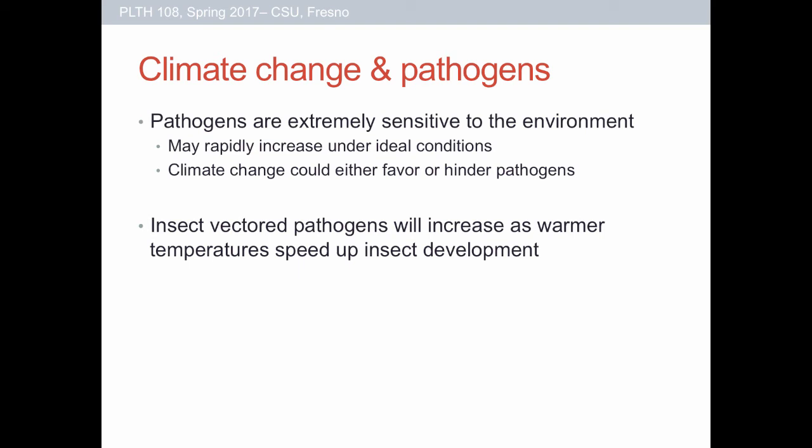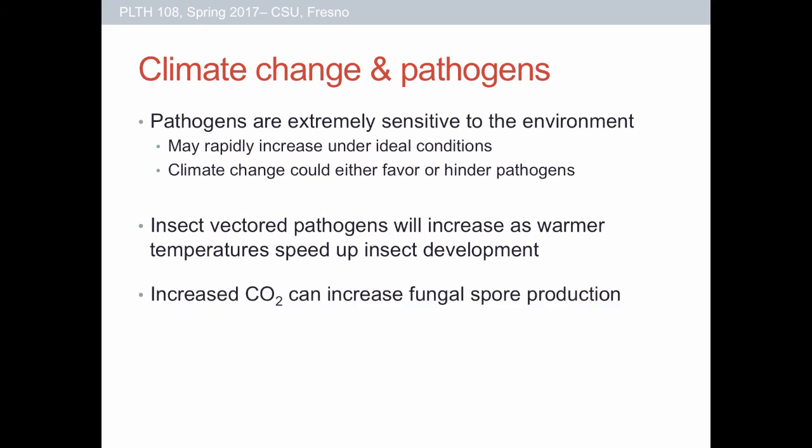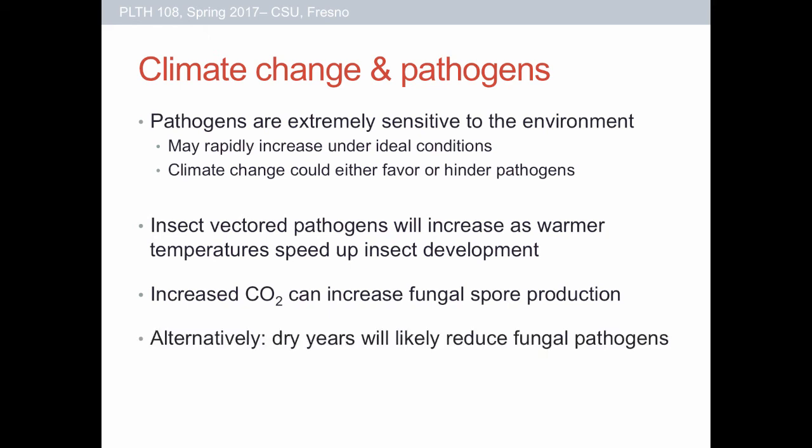So viruses that are vectored by aphids, expect to see more of them floating around, just because we have more aphids. In addition, it's expected that with extra CO2 in the system, fungal spores will be produced in larger numbers, so fungi might be more of a problem. But then on the flip side, if we're expecting the summers to be drier, we're expecting more drought years, then we really expect there to be a lot fewer fungal problems because they are so dependent on availability of water in the system.